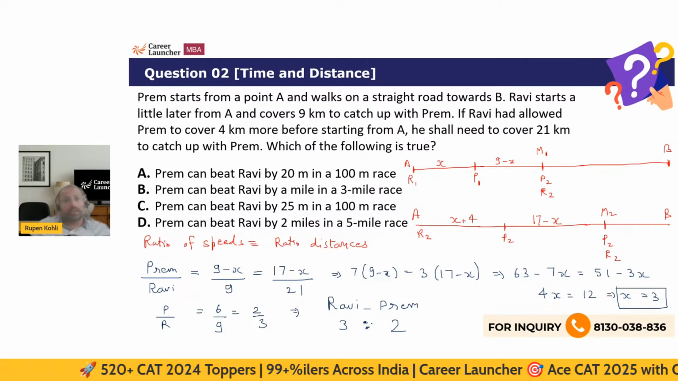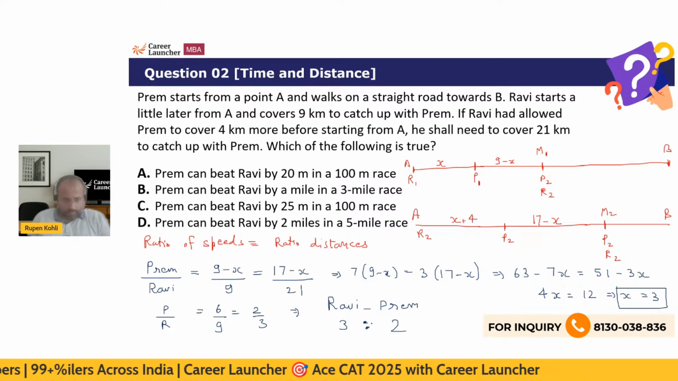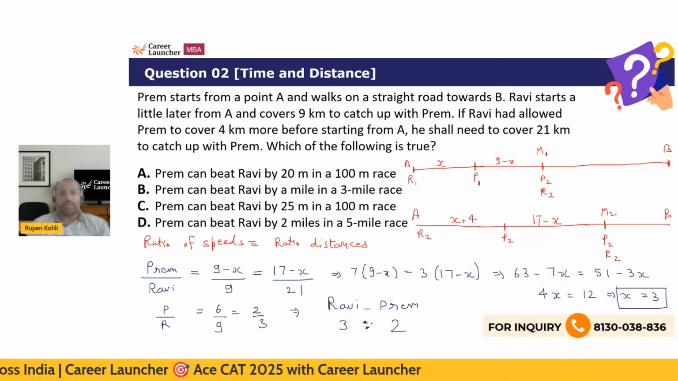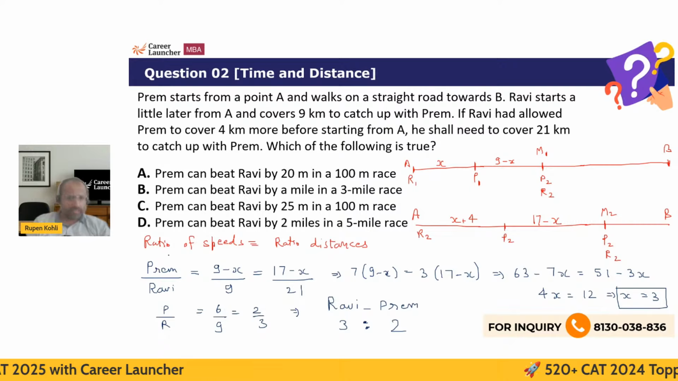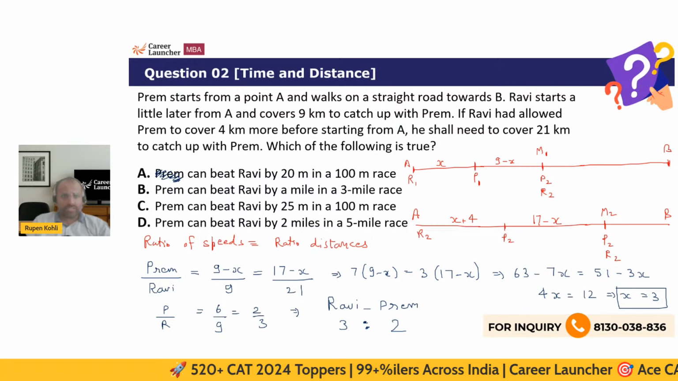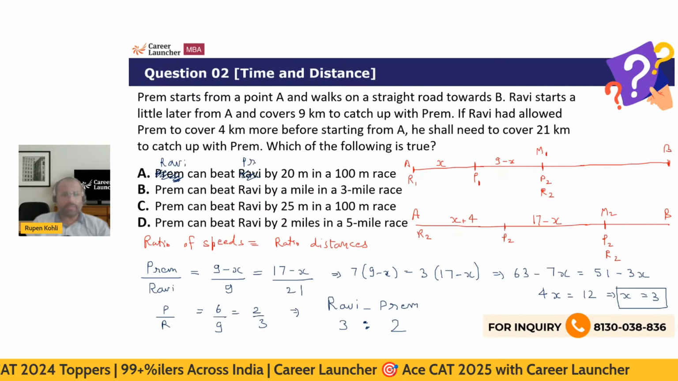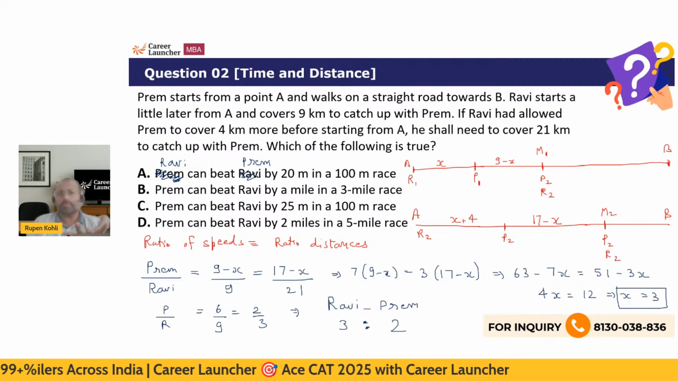So in this case, Ravi can beat. Okay, just one small thing. I think the names over here have been interchanged. We need to just change the options. This is Ravi. This is Prem in all the options, because obviously Ravi will beat Prem, not the other way around. Prem is the slower person, right?